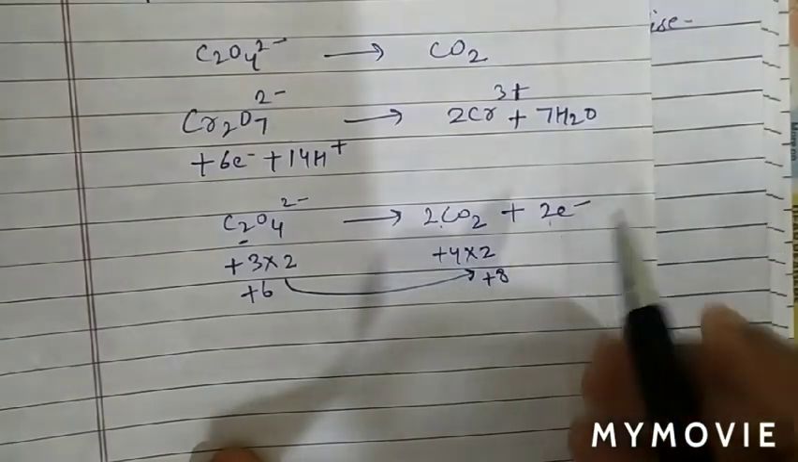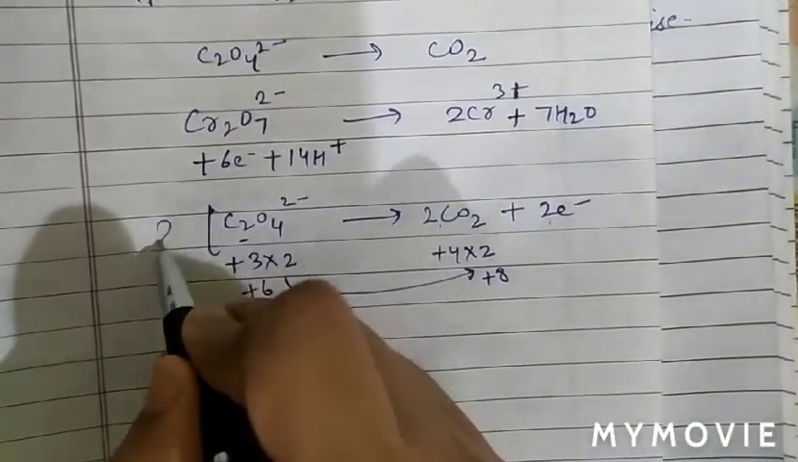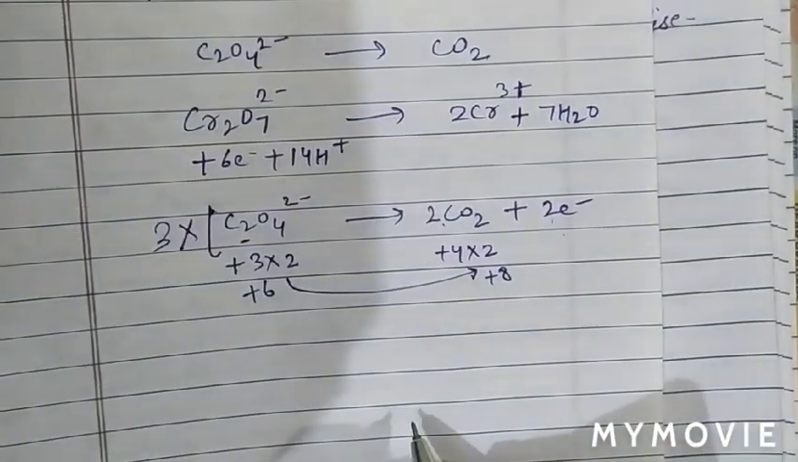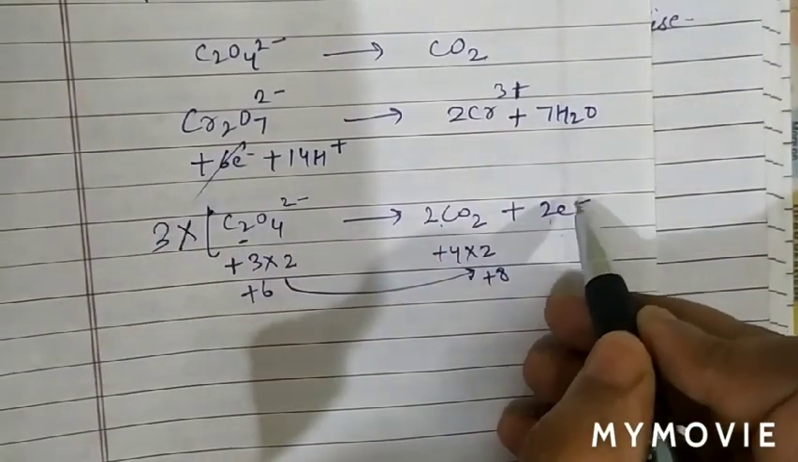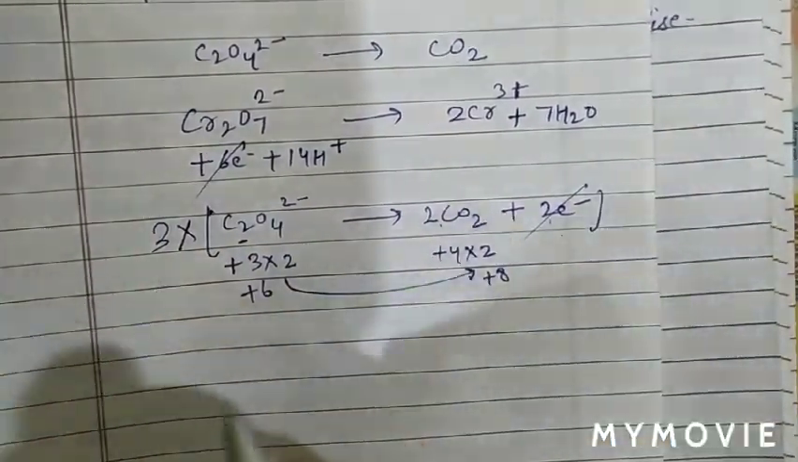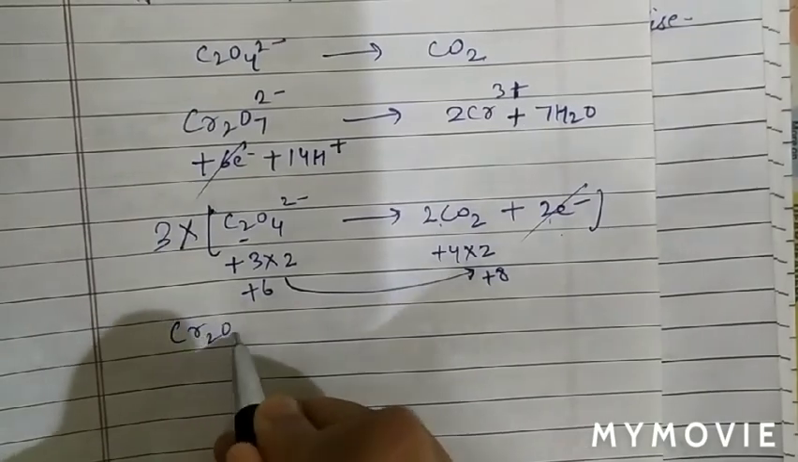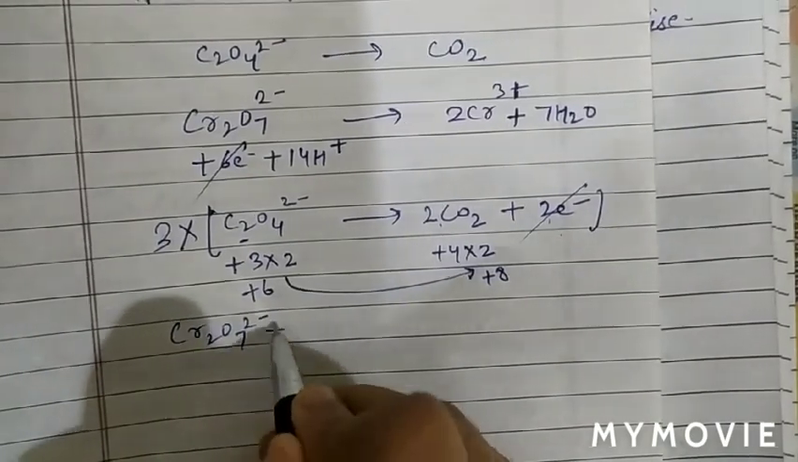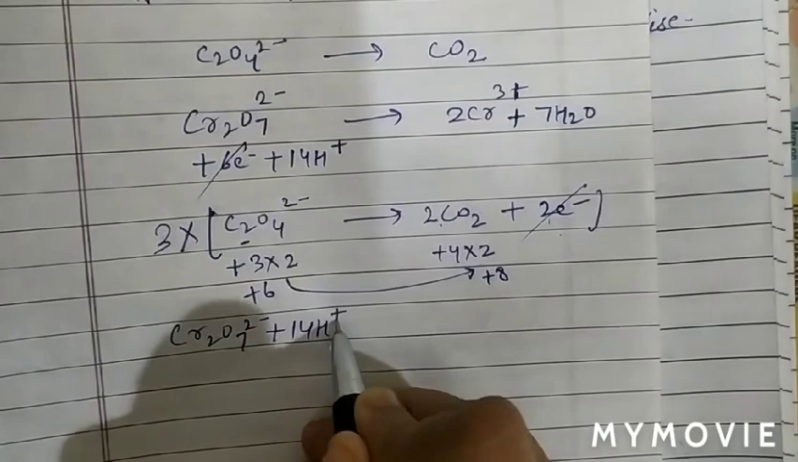negative ion changes into 2Cr3 positive and plus 6 CO2 and plus 7H2O. So this is the net reaction.